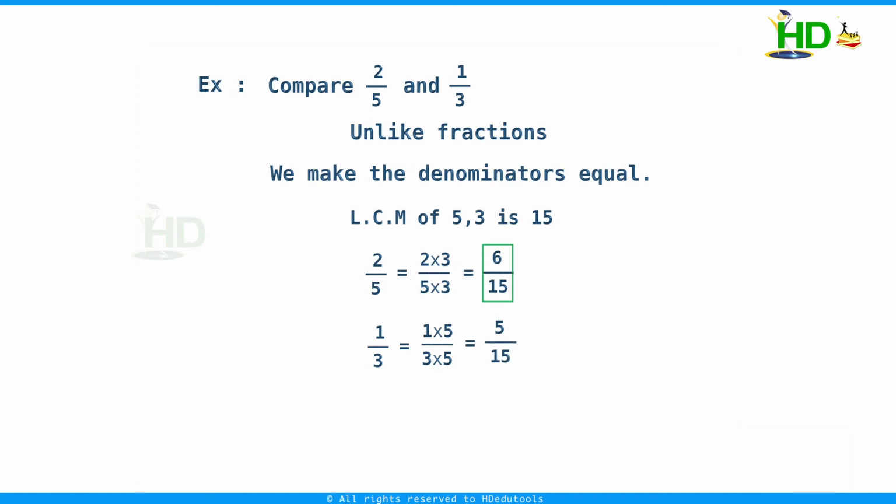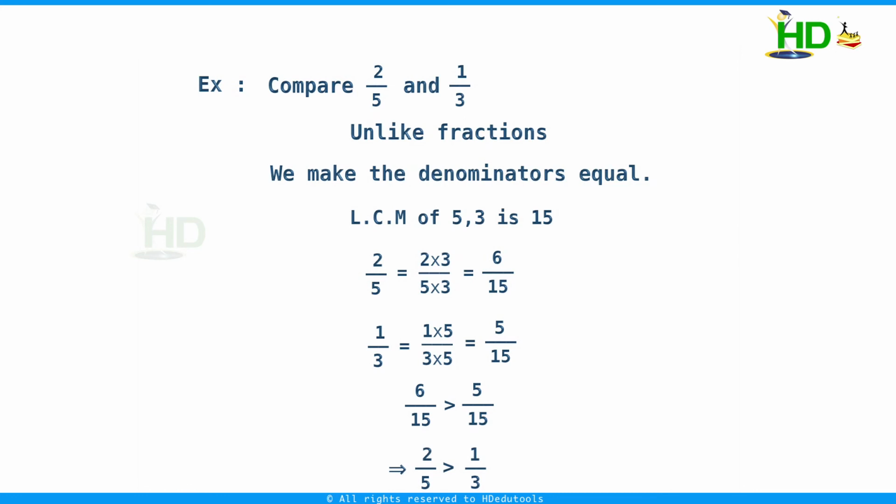6 by 15 means 6 out of 15. 5 by 15 means 5 out of 15. So which one is greater here? Clearly 6 by 15 is greater than 5 by 15. That is, 2 by 5 is greater than 1 by 3.